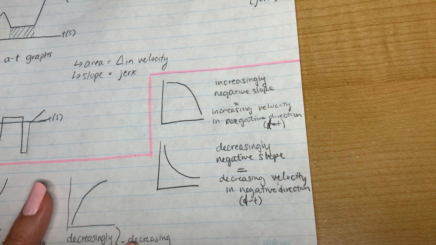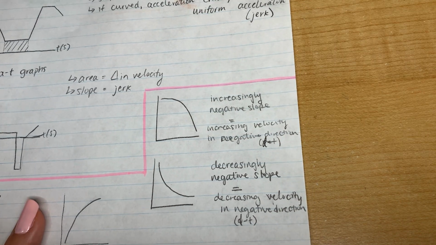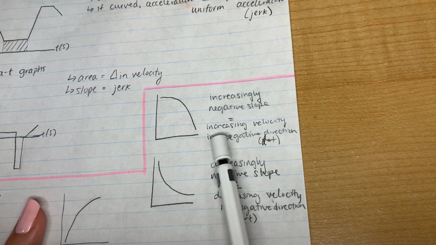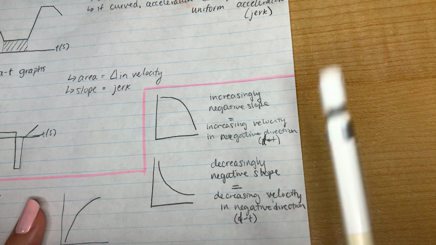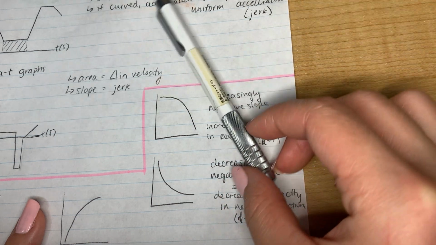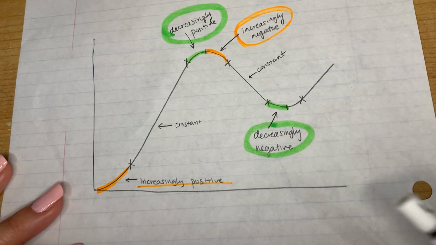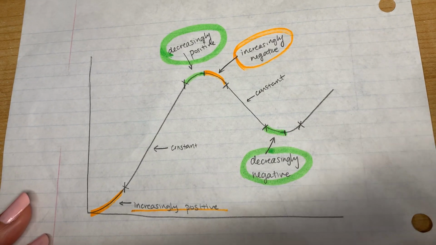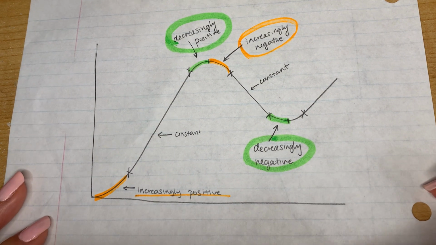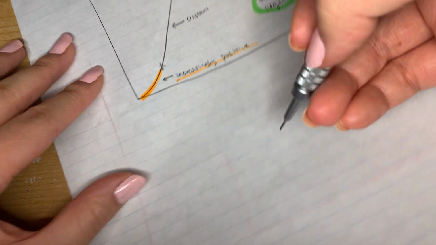And finally, in this graph, it's an increasingly negative slope, and in a DT graph, it means it's increasing in velocity in the negative direction. As you can see, the slope is getting steeper and steeper. And here's just another visualization of these types of slopes. As you can see here, I should have labeled this.